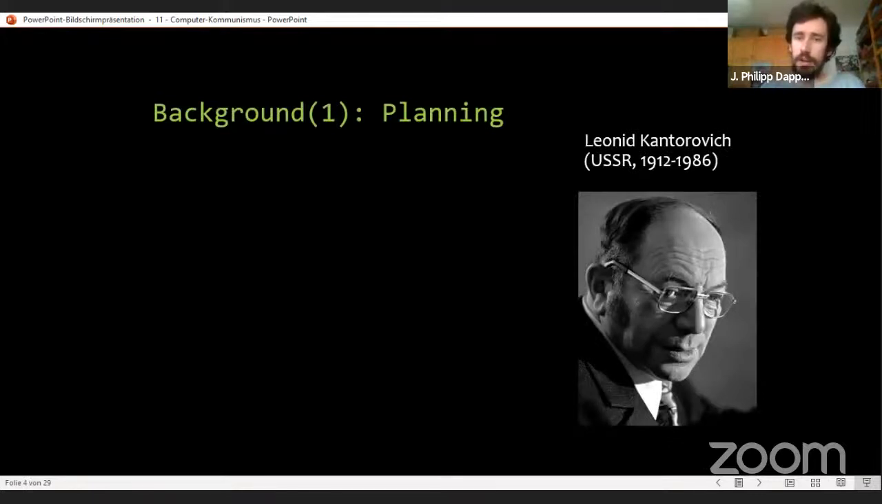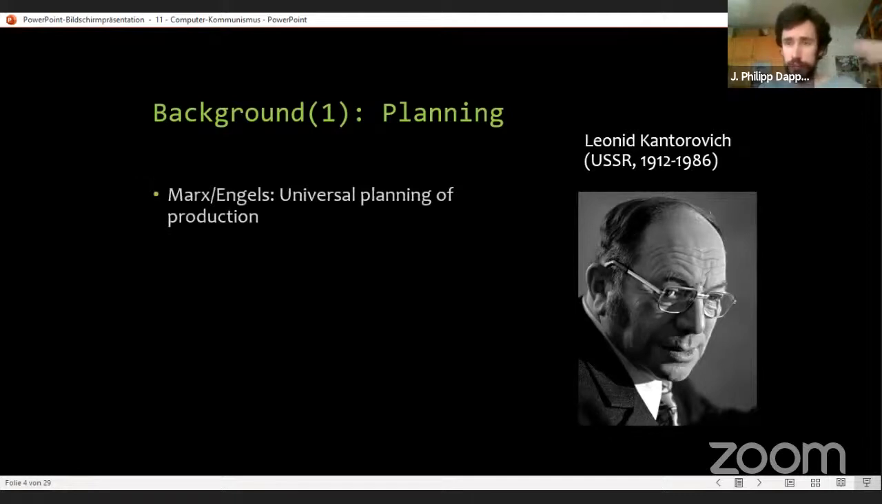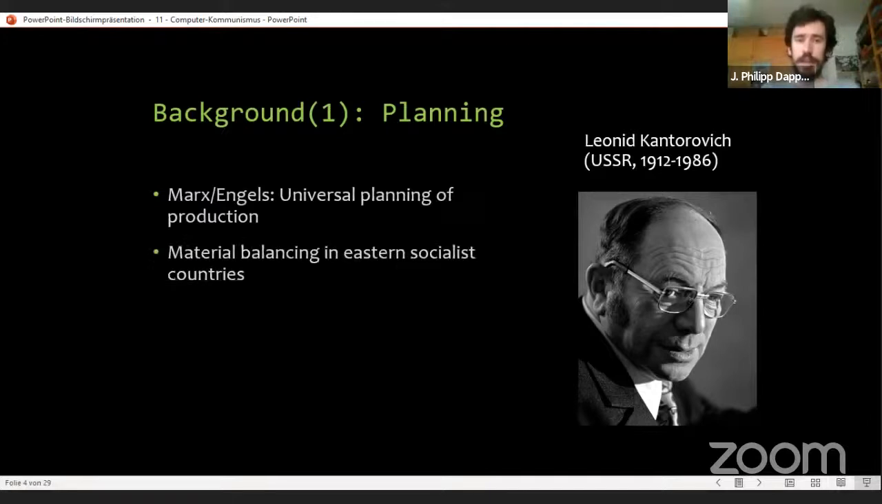There's, of course, this idea of socialist planning, which I trace back at least to Marx and Engels, who had this idea of a universal planning of production. So you have not just a production plan for an individual enterprise, but you plan production of the entire economy. And of course, this has already been tried in various forms in Eastern socialist countries, for example. Here, what was often used is this method of material balancing. The primary concern here is to create a balance between inputs and outputs of production processes.